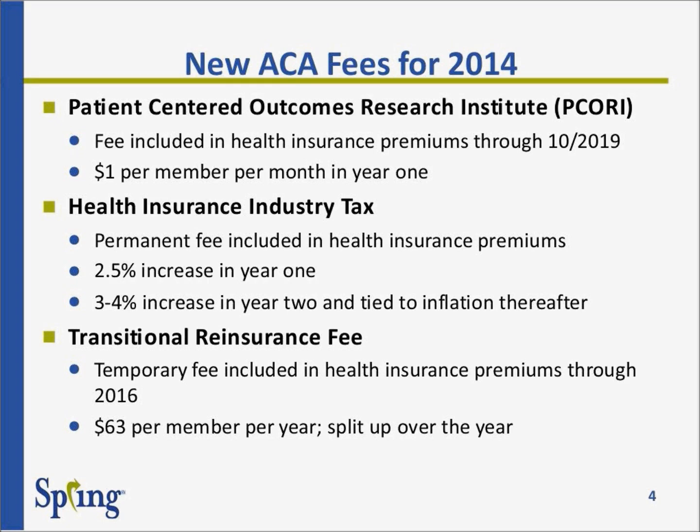The third is the transitional reinsurance fee. It's a temporary fee included in health insurance premiums through 2016, $63 per member per year, and it's split up over the entire year. So there are actually 2 times that it's applied. It's applied in the front part of the year when the plan is renewing, and then on the back end, another fee is applied. So it's set up to around $52 or $53 at the front end, and then $11 near the end.